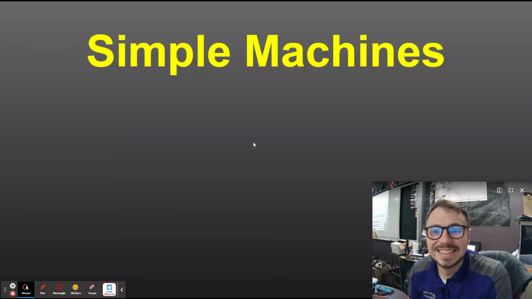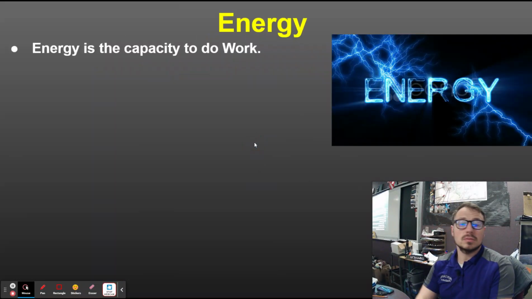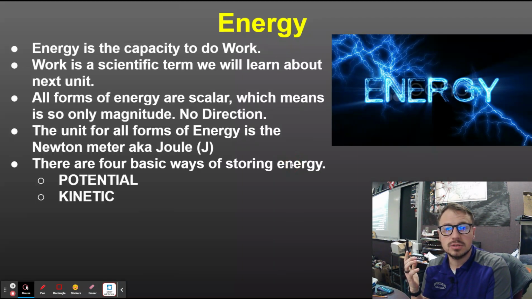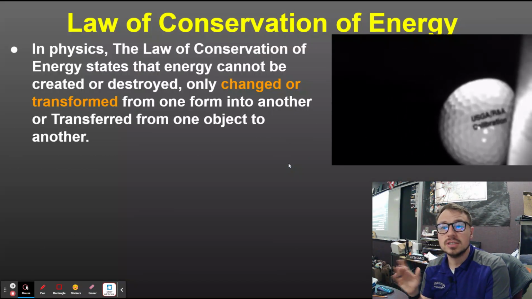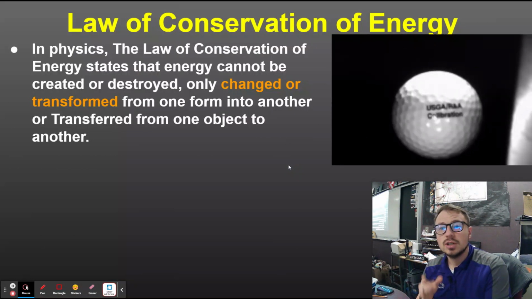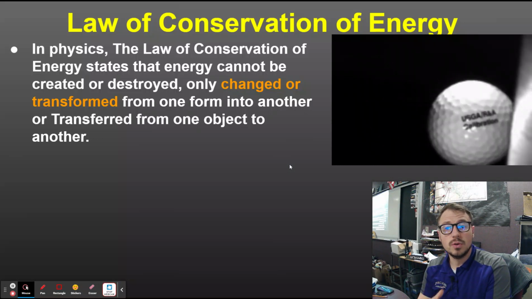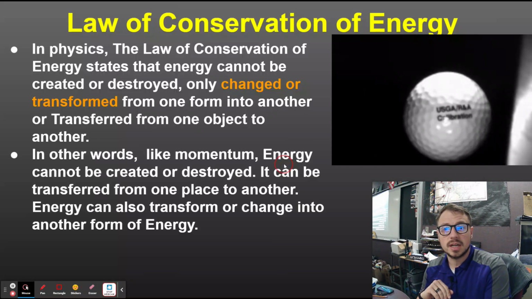This is the video on simple machines. So simple machines, they use energy. We remember energy is the capacity to do work. So we learned about the law of conservation of energy, which states that you cannot create or destroy energy. You can only change or transform it or transfer it to another object.